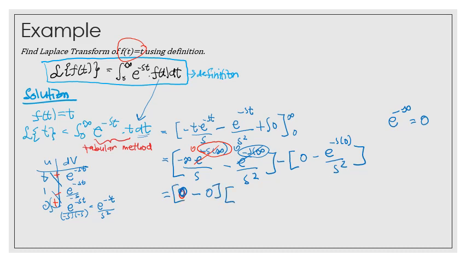Then minus with 0 minus exponent 0 multiplied by negative s. Exponent 0 is equal to 1. So we get 1 over s squared. When we simplify all this, negative, negative, we will get positive 1 over s squared. So the Laplace transform of t is equal to 1 over s squared.